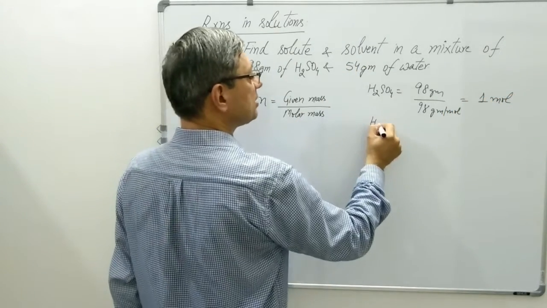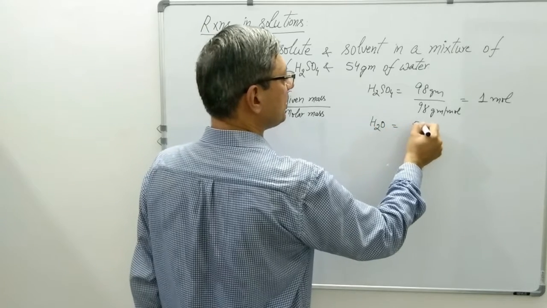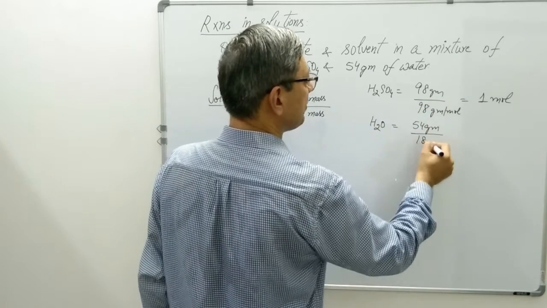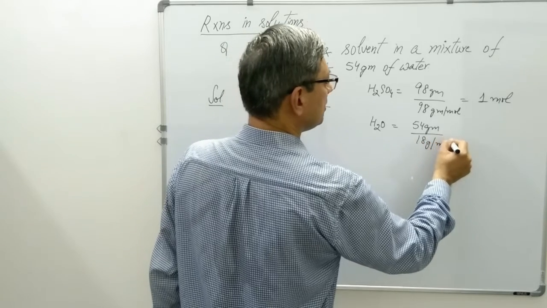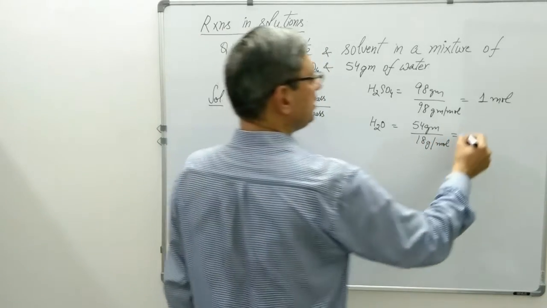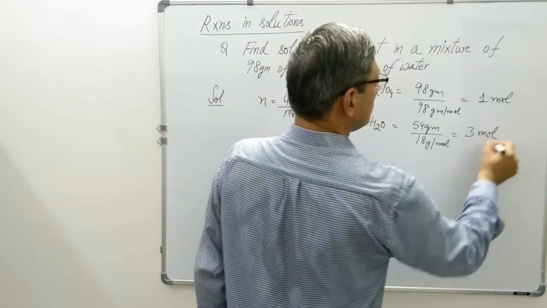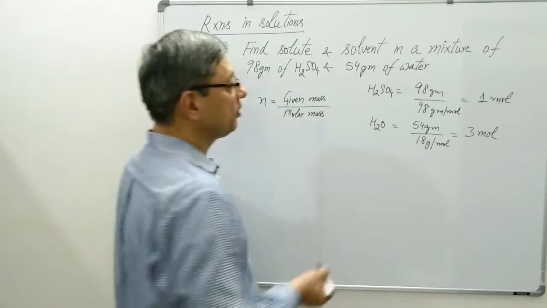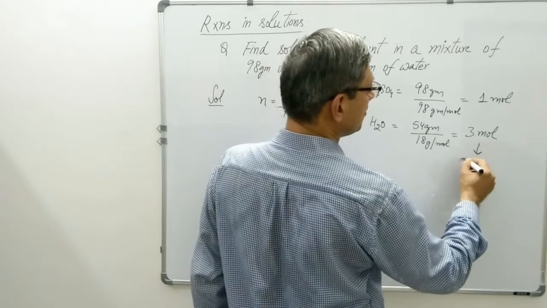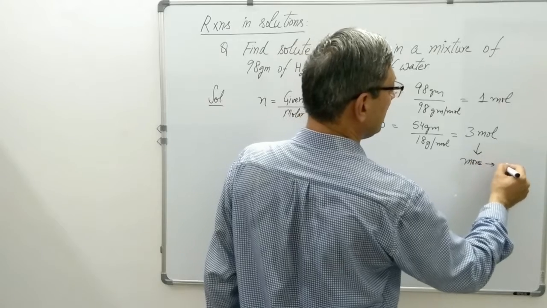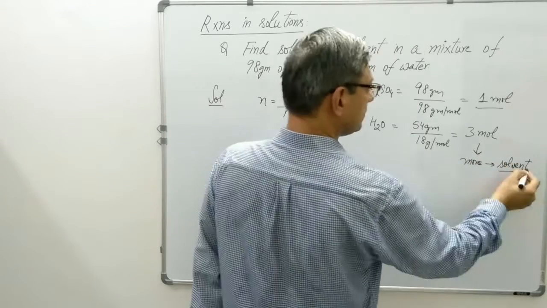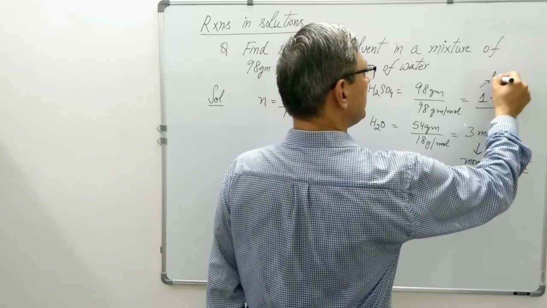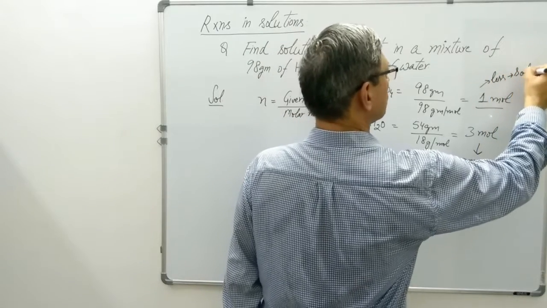If we take the case of water, water is given how much? 54 grams, and its molar mass is 18 grams per mole. And the answer will be 3 moles. Water clearly has more number of moles. Therefore, more moles means it will be a solvent. H2SO4 has less number of moles, so it will be a solute.